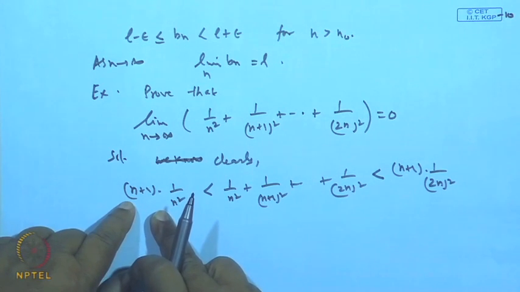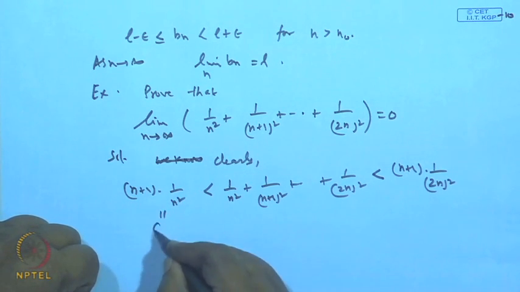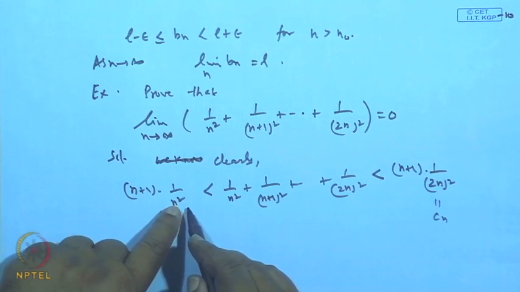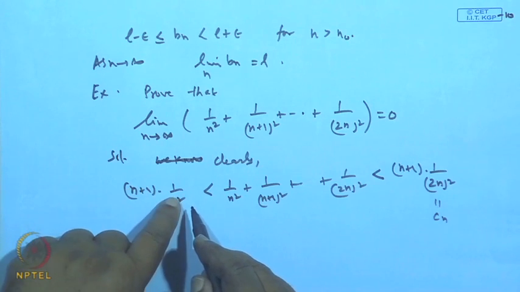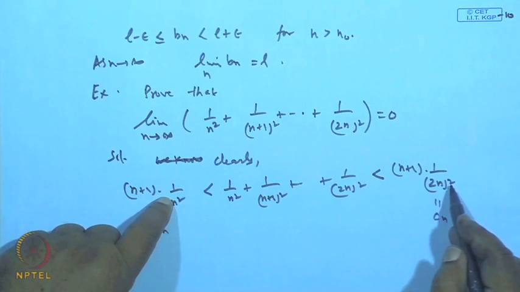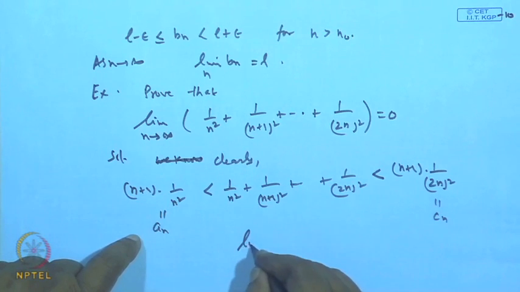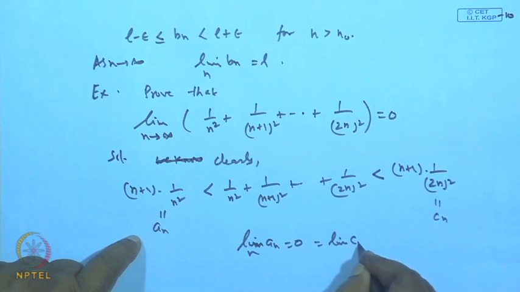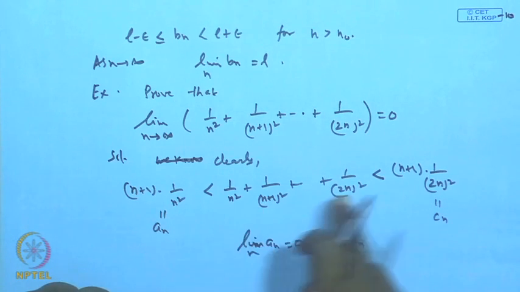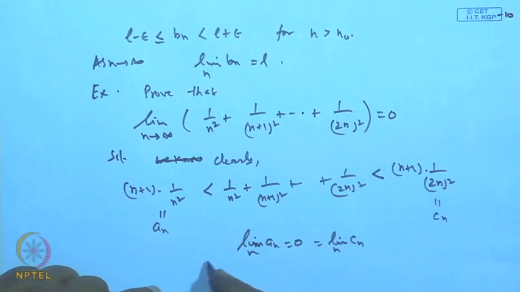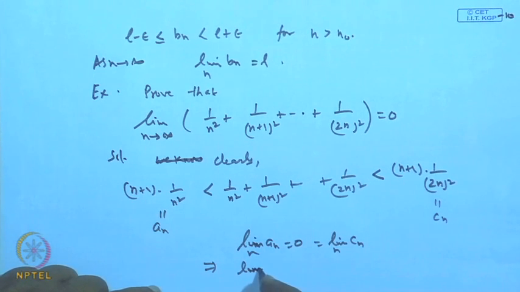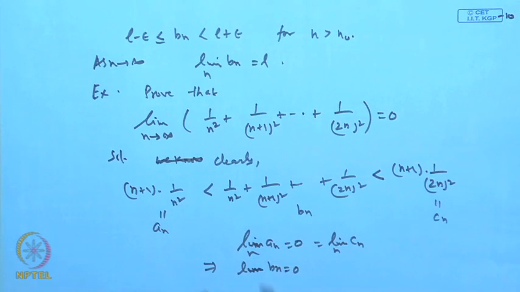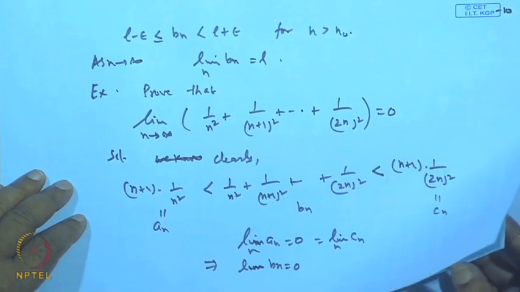Now, as n tends to infinity, this is our a n, this is our c n. So, as n tends to infinity, because the denominator has a larger degree than the numerator, this will go to 0 and this will go to 0. So, the limit of a n is 0, the same as the limit of c n. Therefore, the limit of b n must go to 0, and this is our b n. So, this shows very interesting things.